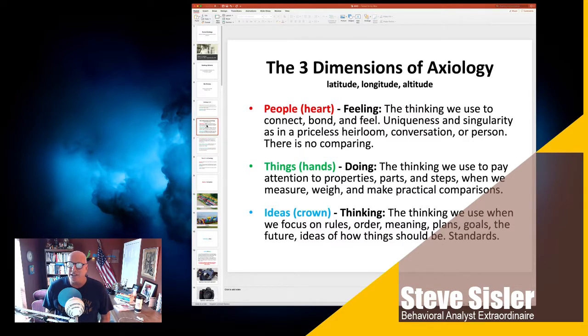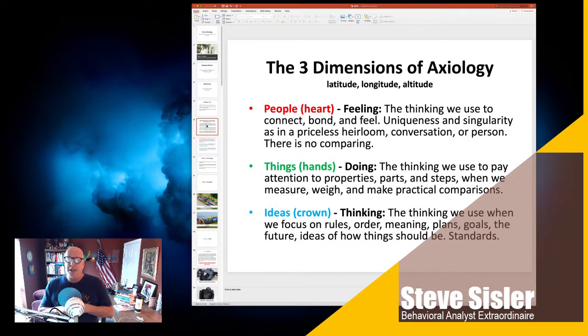Number 2, things. So this is hands, people, heart. Oh, he's got a heart for animals. You've heard something like that. What are they talking about? Feeling. Okay. Things, hands. This is doing. This is the thinking we use to pay attention to properties, parts, steps, when we measure, weigh, and make practical comparisons. So this is a very pragmatic piece. So think pragmatism. Knowing what to do and when to do it is the height of what common sense is all about. So the thinking that we use when we're using common sense is this piece.